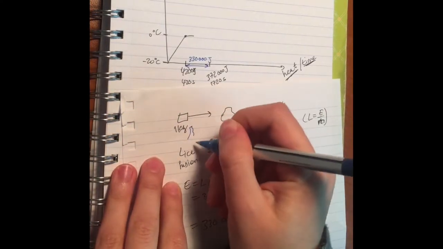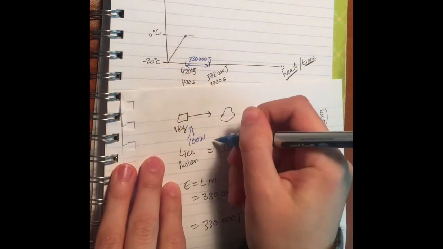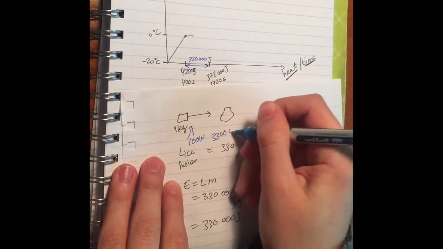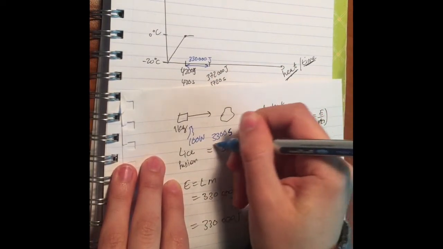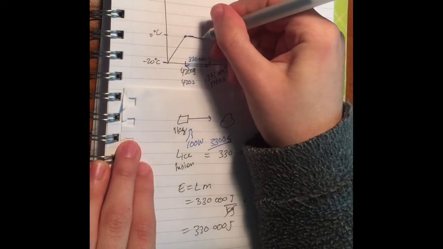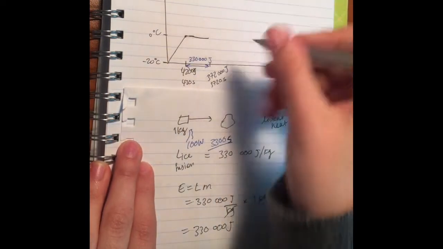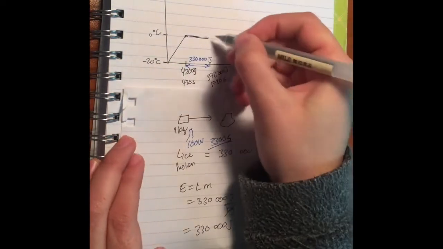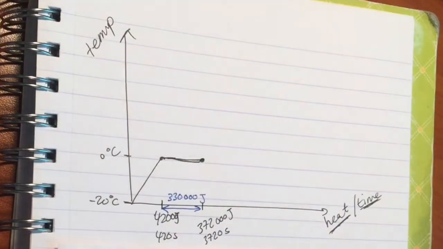So if I'm adding a heater here that's 100 watts, it should take 3,300 seconds in order to melt fully. So it's gonna go all the way up to here. Obviously this is not properly scaled. If you wanna draw it properly, then we can draw it properly. So now here, the whole ice is melted.